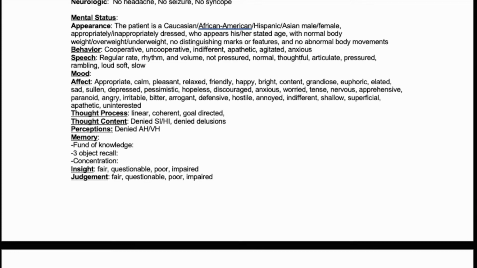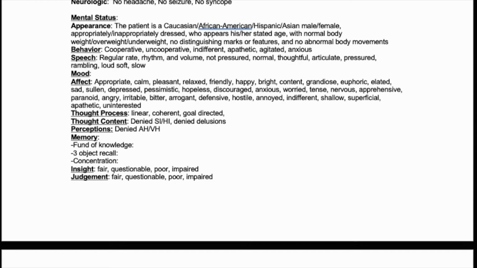The affect is sort of your impression of how the patient appears. So is their affect appropriate, calm, pleasant, relaxed, friendly, happy, bright, content? Are they euphoric in the case of bipolar? Are they depressed? Are they hopeless? Are they discouraged? They look anxious, worried. It's sort of your impression. And we'll also want to comment here on whether it's congruent or incongruent, or whether it's appropriate or inappropriate in the context of the situation.